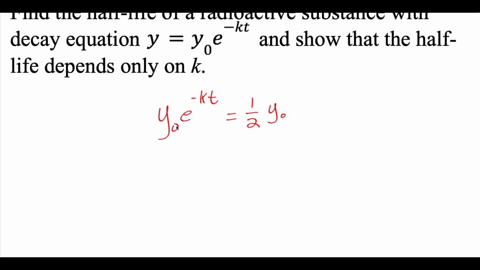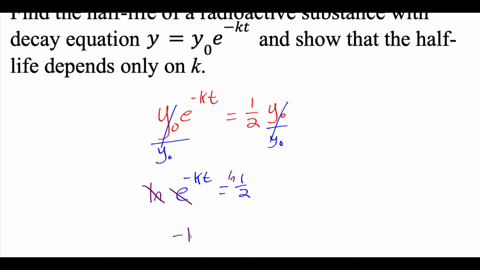What I notice about this equation is that we've got y sub 0 on each side. So I'm going to divide both sides by y sub 0 to get those to cancel out. Then my equation says e to the negative kt equals 1/2. Right now we've got a little bit of an issue because t is up as an exponent on that e. In order to cancel out that e, we need to take the natural log of both sides. Then the natural log will cancel out with the e, and we'll just have the negative kt on the left-hand side, and on the right-hand side the natural log of 1/2.